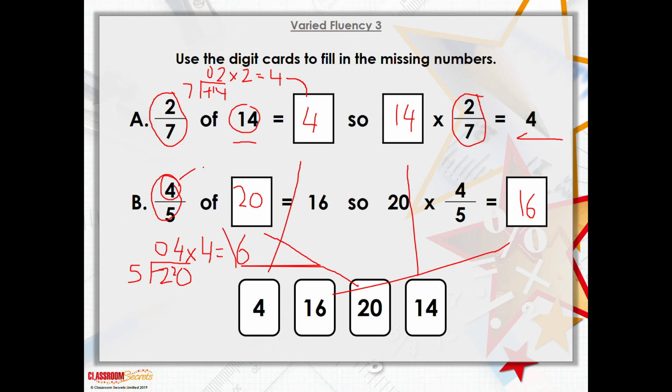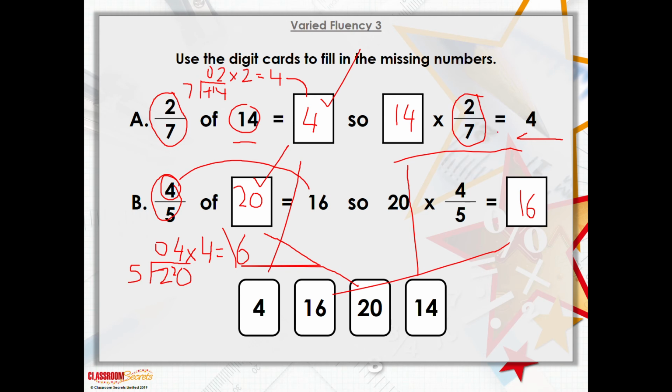Now this matches this here. So an extra 5th would be an extra 4 on top, and that would give me 20. Right, let's have a look at this side now. Now I know that this works over here, so I'm going to give that a tick. This works here, so I'm going to give that a tick.